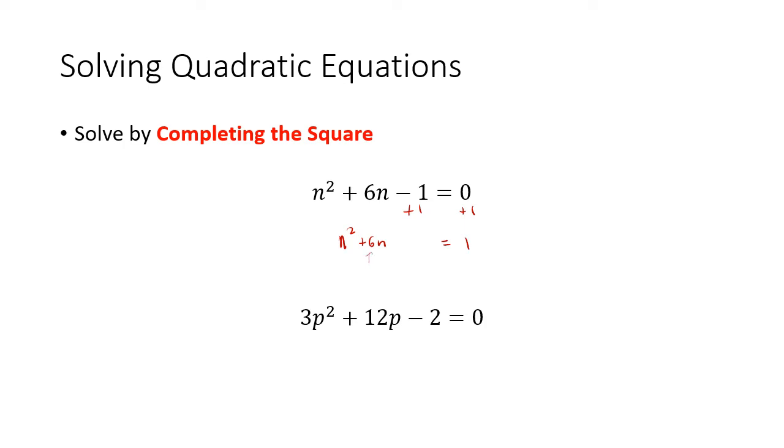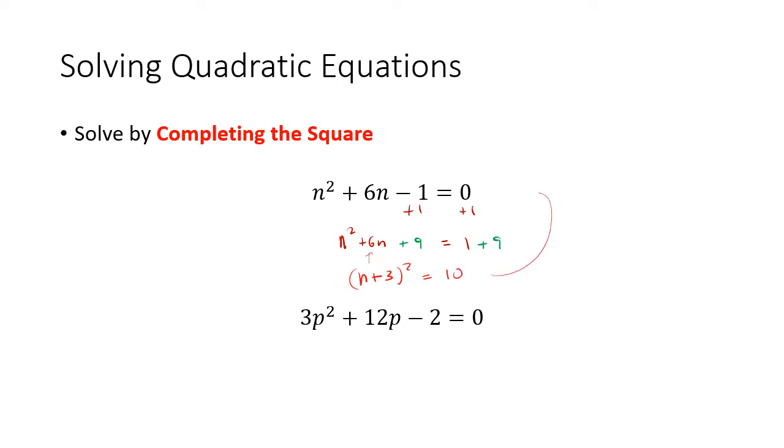Well, we look at this coefficient. It's 6 divided by 2. That's 3, squared is 9. So this would make a perfect square trinomial on the left side. We have to add to the other side too. So we'll have n plus 3 quantity squared is equal to 10.